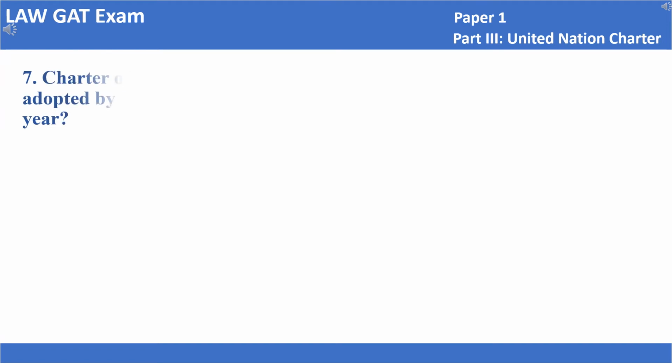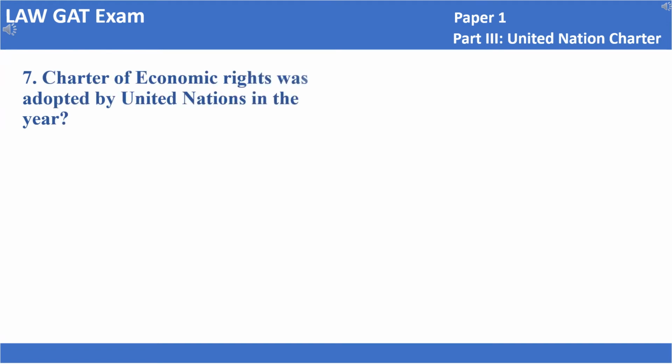Charter of Economic Rights was adopted by United Nations in the year, is it option A 1974, option B 1969, option C 1973, or option D 1968? The correct answer is option A 1974.